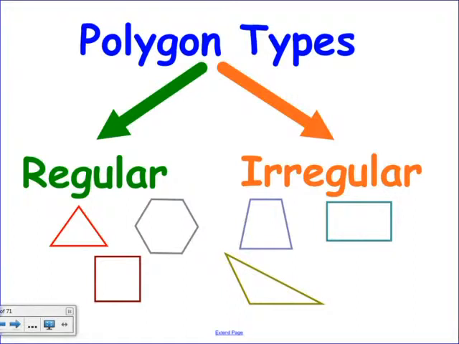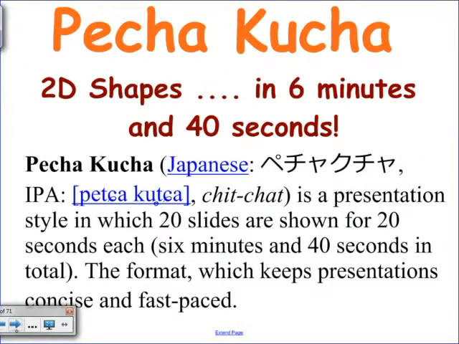Okay. Good. Good. What I'm going to do now is show you something called Pecha Kucha. And it's a Japanese form of presentation. When you get these software designers who want to sell something to Sony or Samsung or whatever, they are given 6 minutes and 40 seconds in front of the chairman of the board to sell him something. And what they use is this form of presentation called Pecha Kucha.